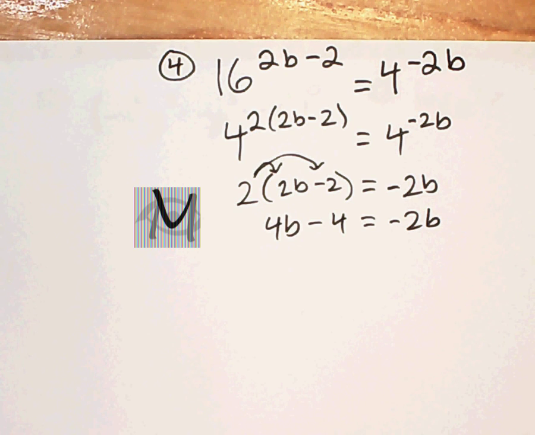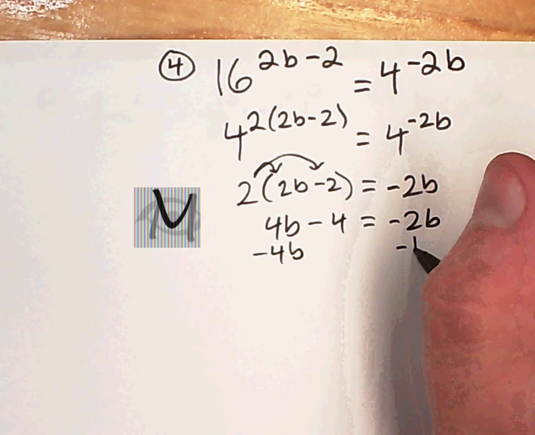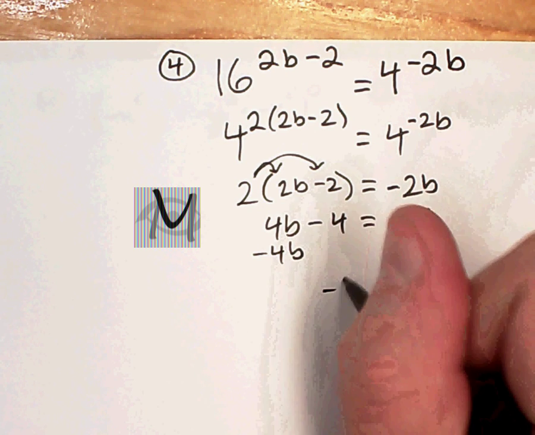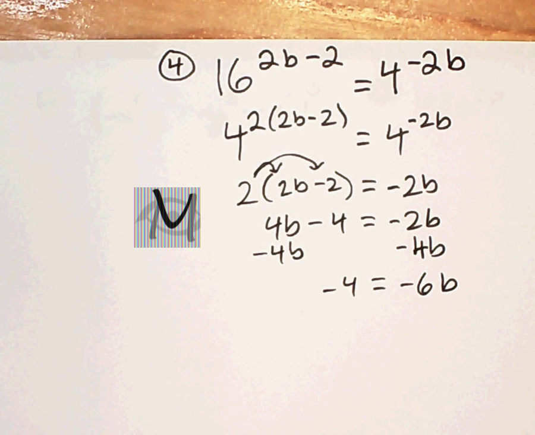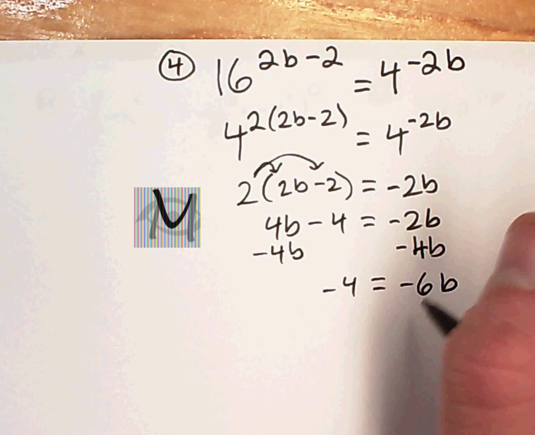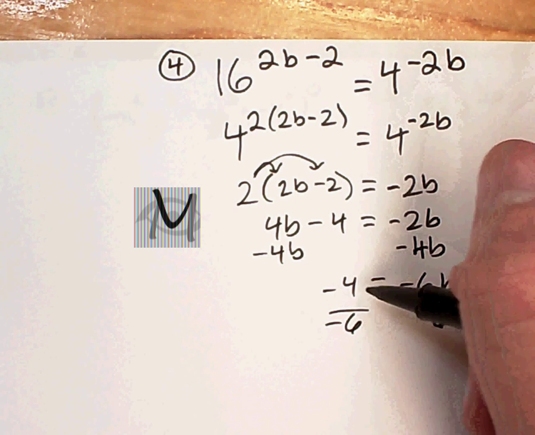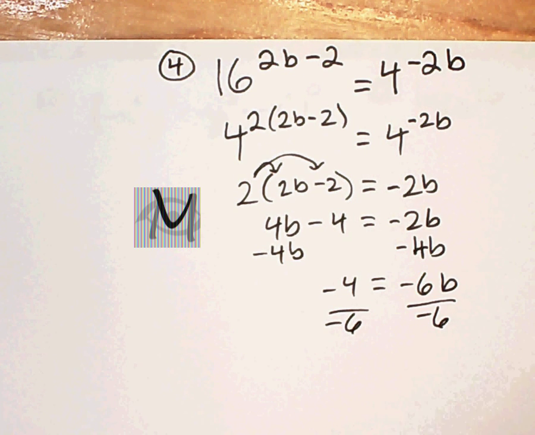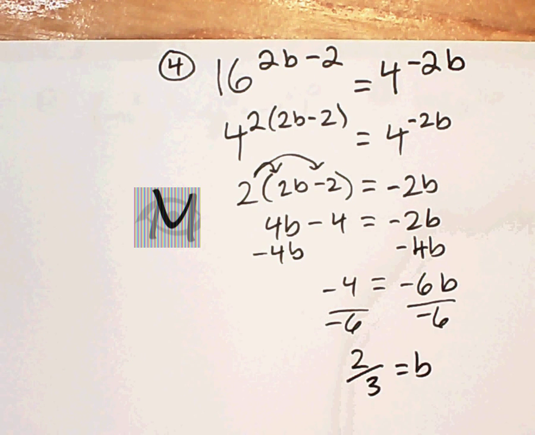Go ahead and move this 4b to the other side so that you can isolate your b's. So you get negative 4 is equal to negative 6b. Then to get the b by itself, you're going to divide both sides by negative 6. Negative 4 divided by negative 6 is going to give you 4 over 6, but go ahead and reduce that to 2/3 is equal to b.